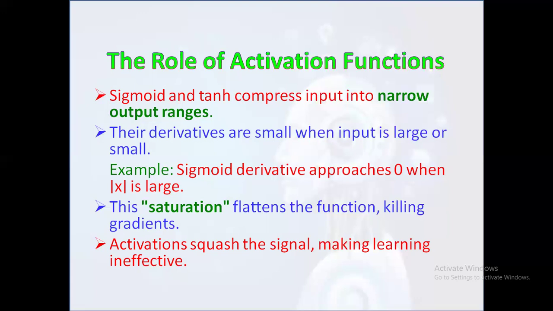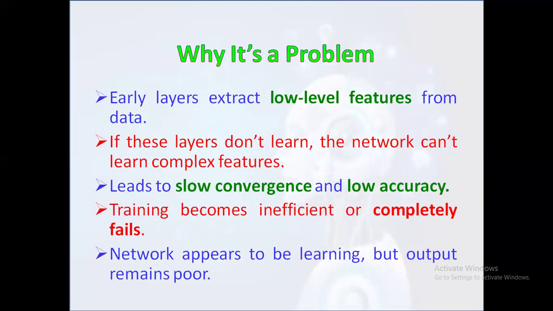Why is it a problem? In deep learning, early layers are responsible for capturing basic patterns like edges or textures in images. If these layers are not trained properly, the higher level understanding built on top of them will also be flawed. If these layers do not learn, the network can't learn complex features.